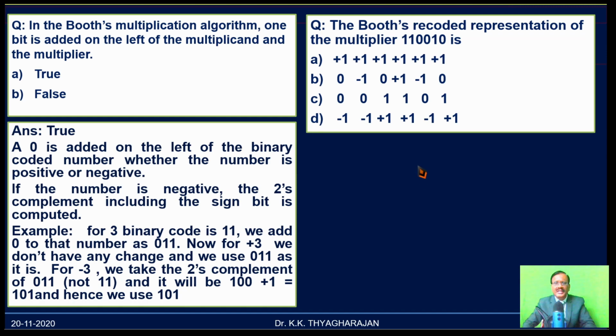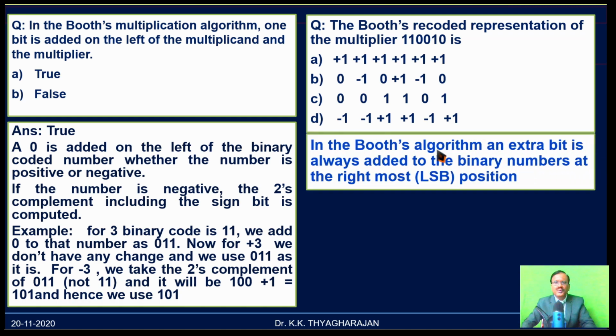So how to find out the recoded value for any given number? Generally, we will recode only the multiplier, not the multiplicand. So this is the multiplier, we have to recode this. How to do that? What is the first step? In Booth's algorithm, before starting recoding, you have to add a 0 at the rightmost position. This is the number, you have to add a 0 like this in the rightmost position.